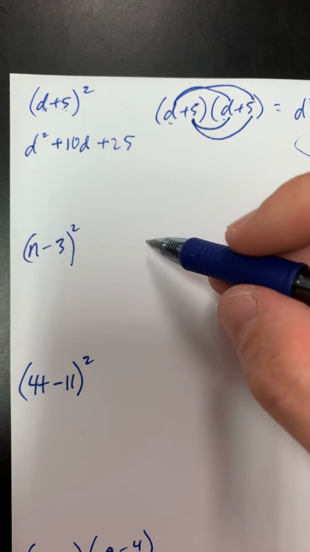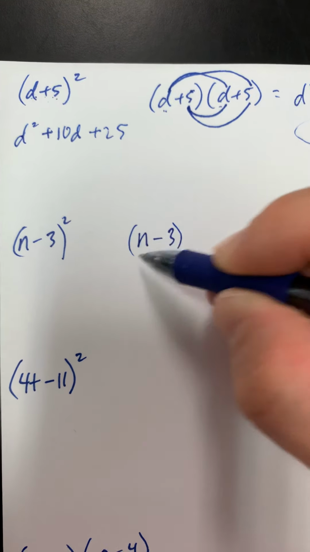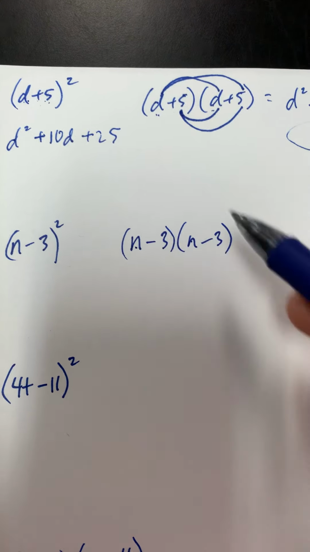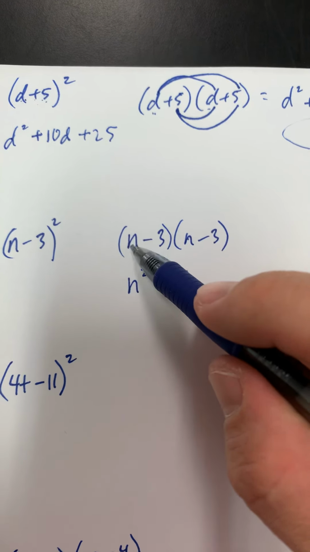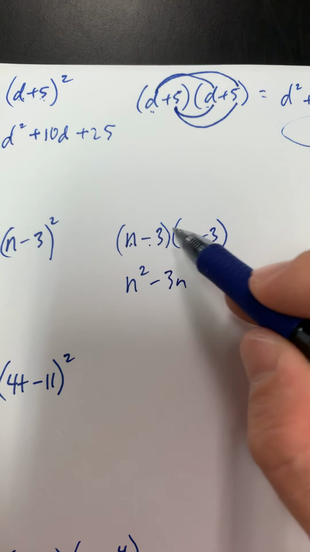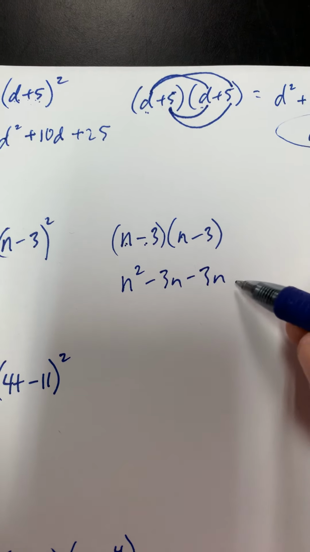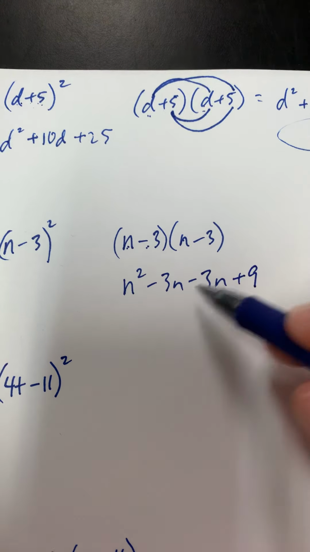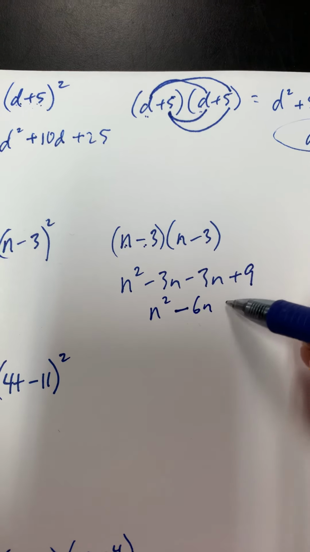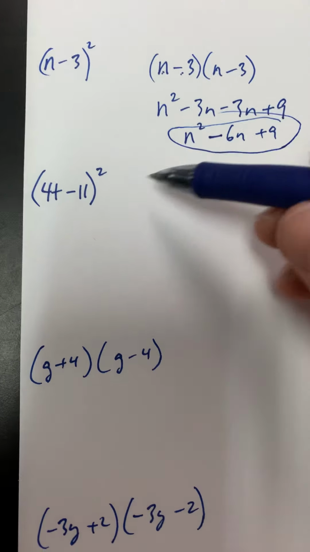If you want to do it the FOIL method, again, that's the tried and true way, right? So it's n minus 3 times n minus 3. All right, so n times n gives me n squared. N times negative 3 gives me negative 3n. Negative 3 times n gives me negative 3n. And negative 3 times negative 3 gives me positive 9. And then I just combine the middle terms. So n squared minus 6n plus 9. All right, let's do this one.